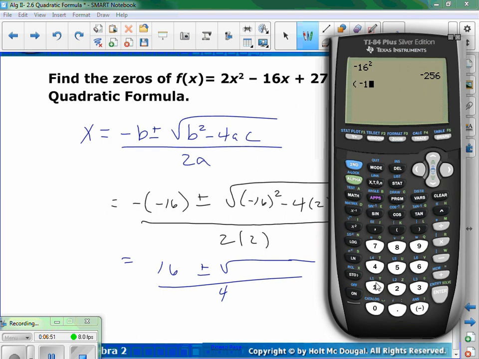Negative 16 squared is 256. I'm always going to be squaring this number. What happens when I square positive? What sign do I get? Positive. What happens when I square negative? Positive. So what's that tell you about that first term? It's always going to be positive.